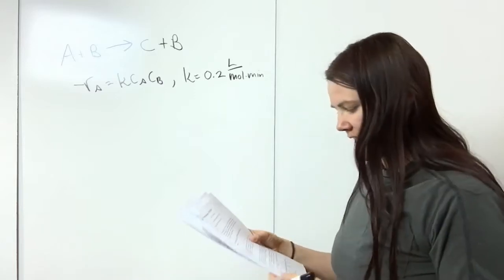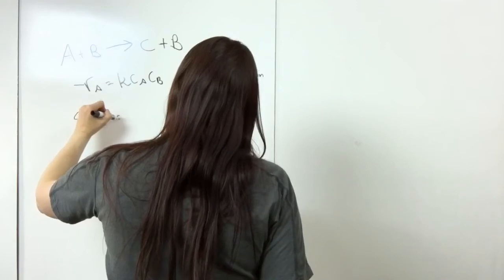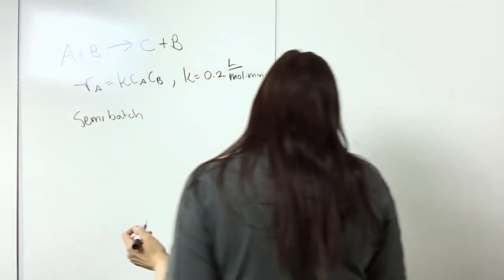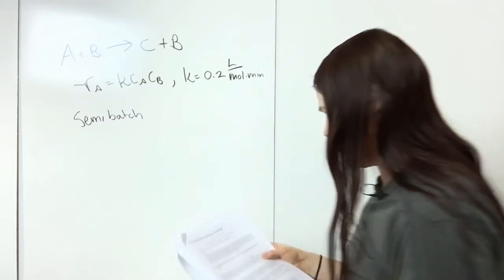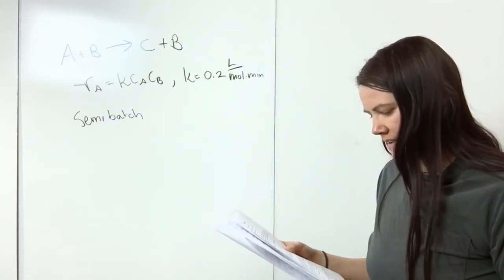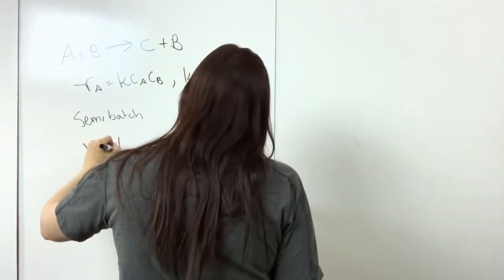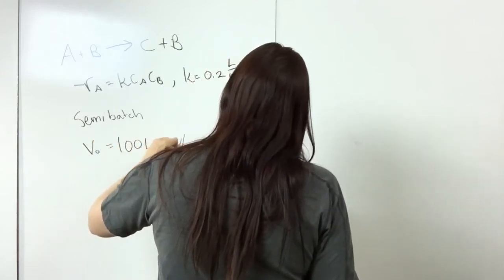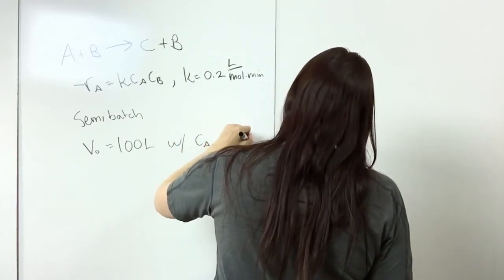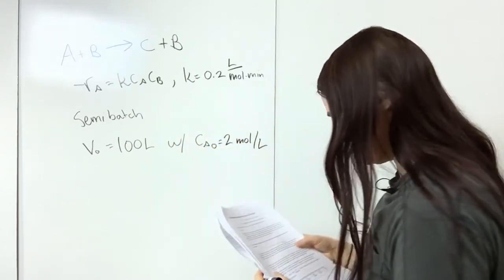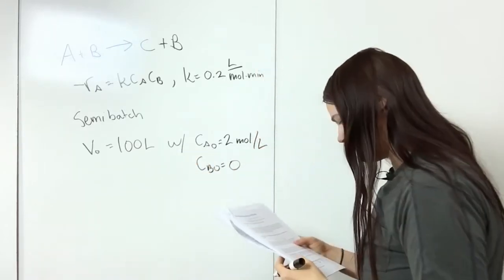And then it says the reaction takes place in a semi-batch reactor in which 100 liters of a solution containing 2 moles per liter of A is initially present and no B. So you have V0 is equal to 100 liters with CA0 is equal to 2 moles per liter, and CB0 is equal to 0.